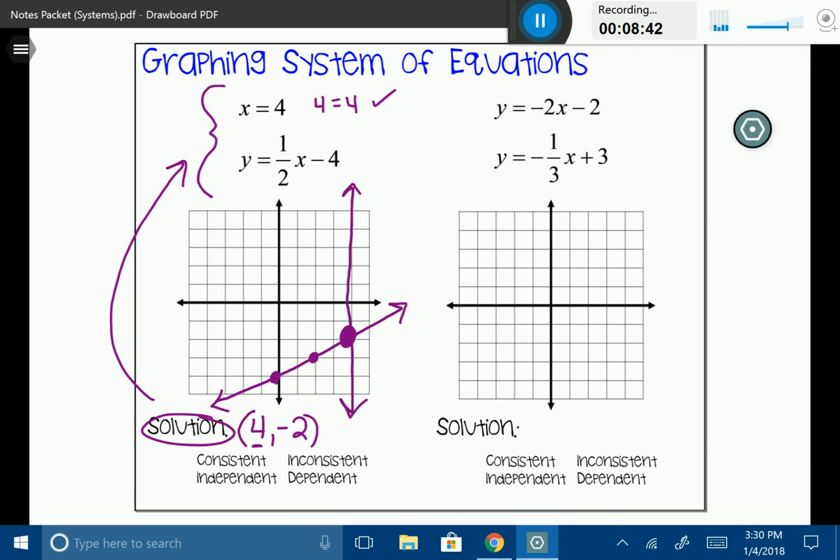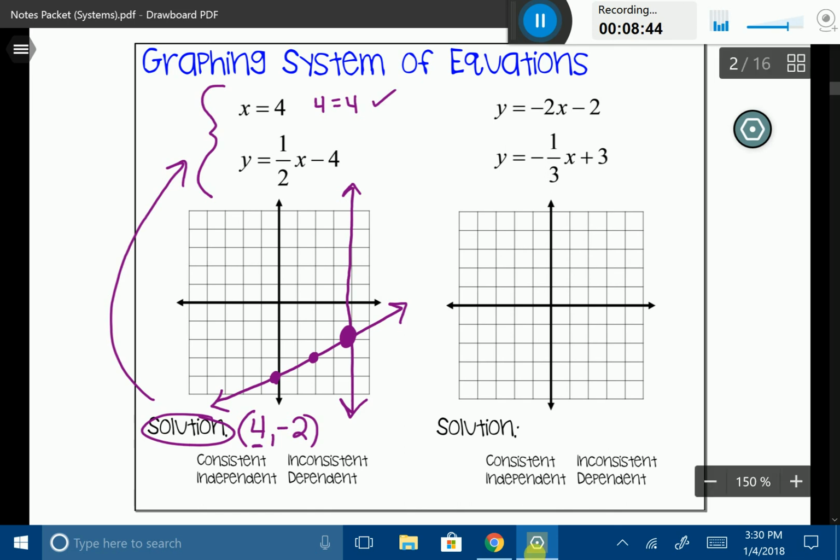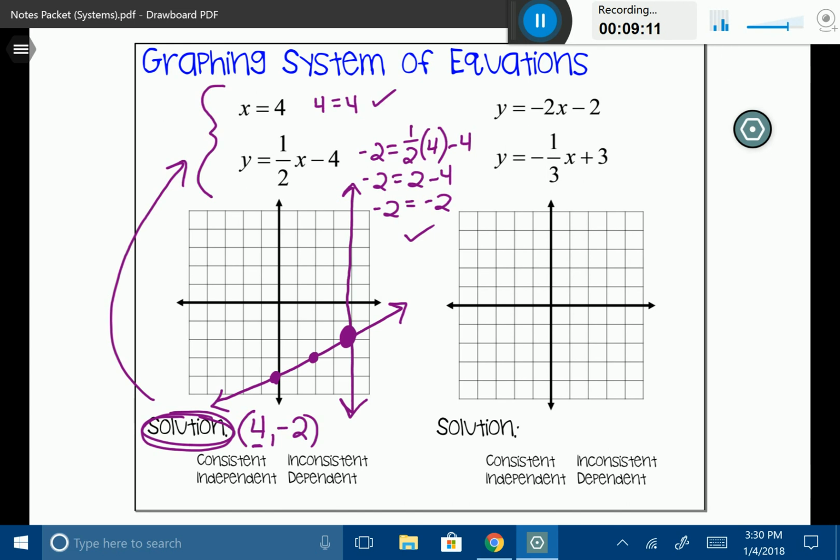Okay, let's work on the other one. Y is -2, which equals 1/2 times my x, which is 4, minus 4. If I quickly simplify that, you can see that -2 is equal to -2. So it satisfies the second equation as well. This coordinate point, my solution, is the only coordinate that will satisfy both of those linear equations.